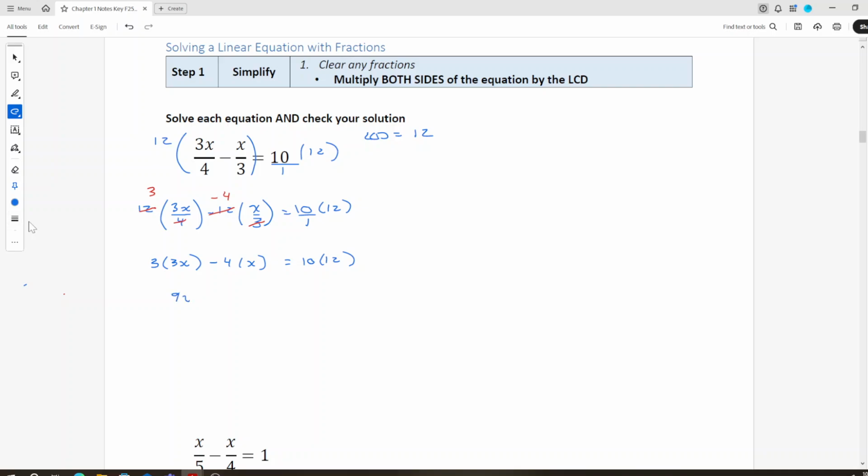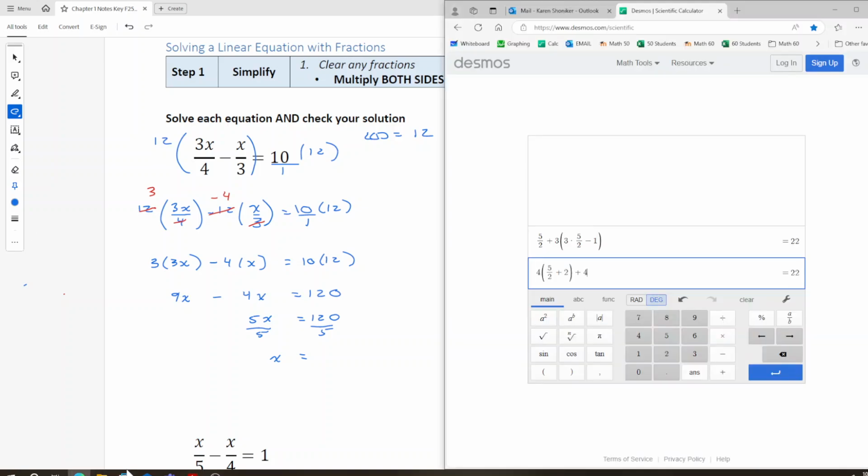Now I could distribute, I could multiply to simplify. So I'd get 9x minus 4x is equal to 120. Then I'm going to collect like terms. I would end up with 5x is equal to 120. And then to get x by itself, I'm going to divide each side by 5. And I would get x is equal to, I think it's 24, but because this is a video and I'm nervous about getting it wrong, 120 divided by 5 is 24. Perfect.